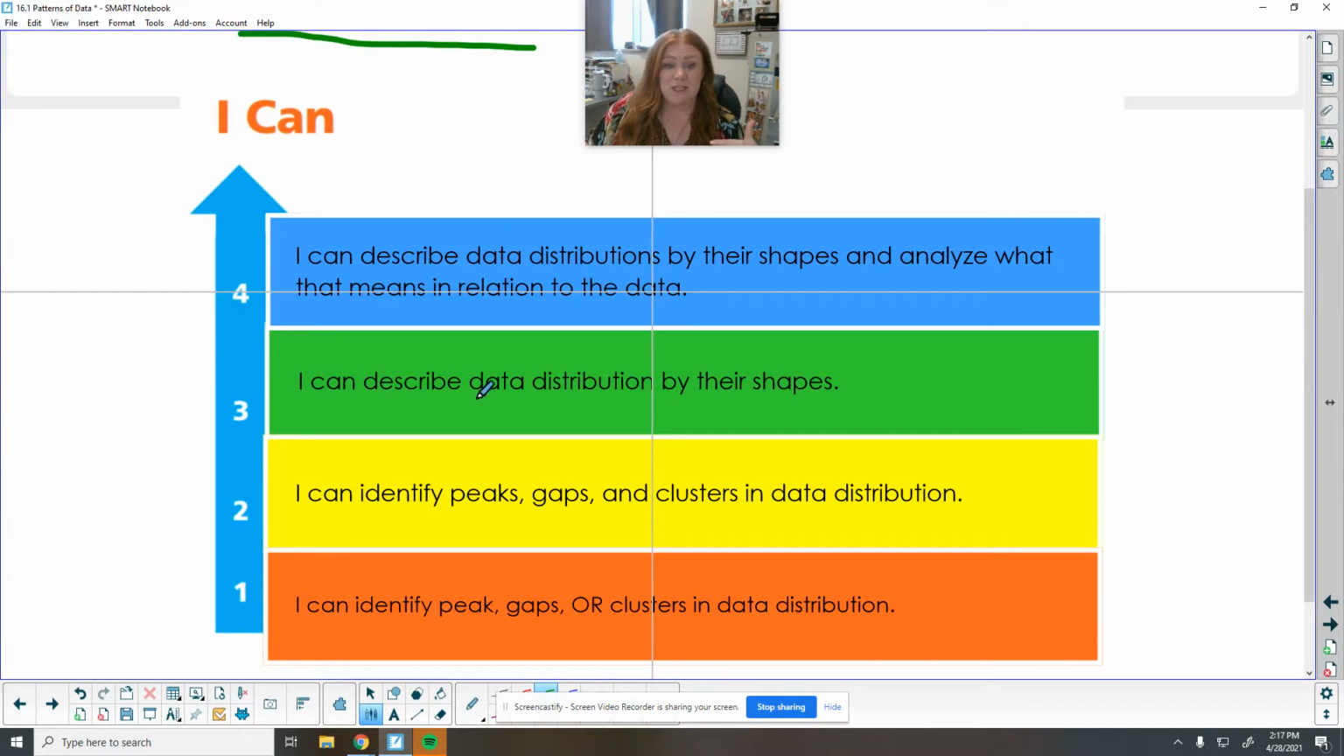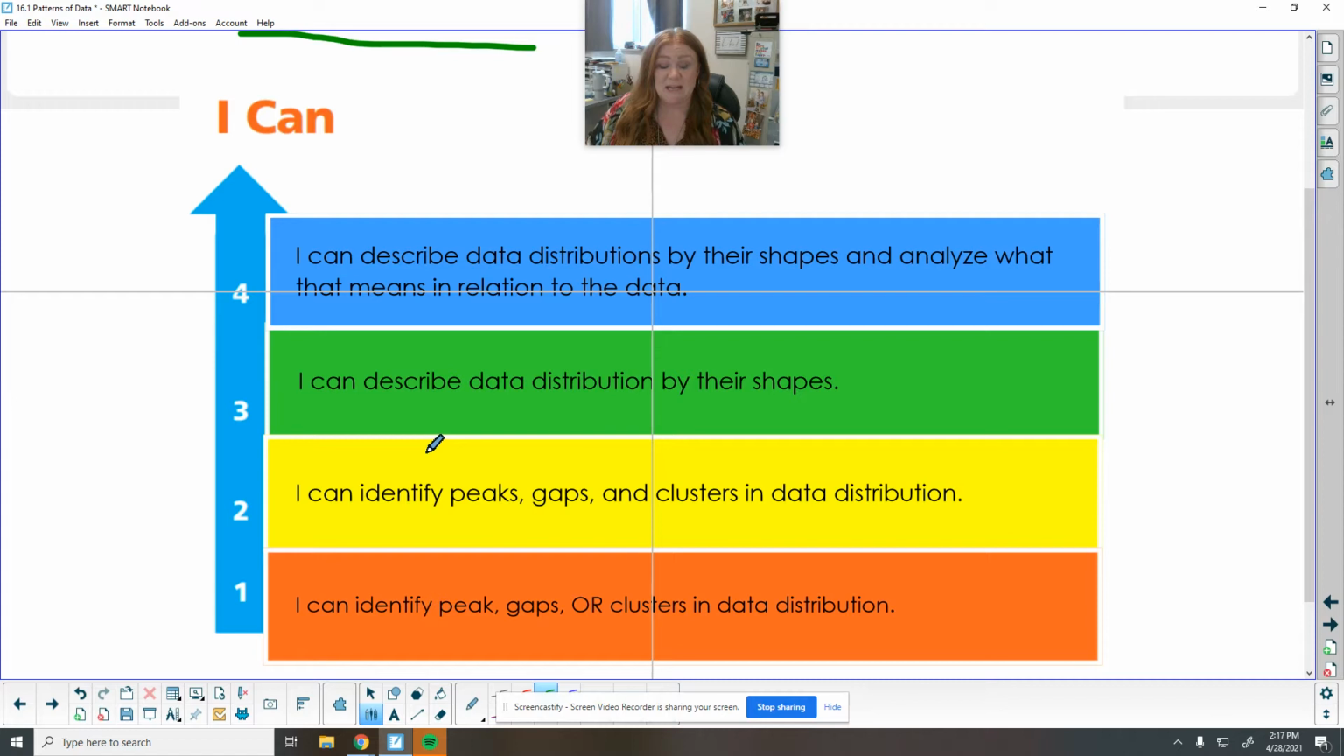So if you feel like you can describe the data distribution and different aspects about it, its peaks, its gaps, its clusters, what it looks like, and if it's symmetrical or not, then that's a 3. If you feel like you can identify their shape and the different attributes about it and understand what that is actually telling us, then that's a 4. If you feel like you can find peaks, gaps, and clusters, all 3 of those, then that is a 2. And if you can find some of those things, then that is a 1.